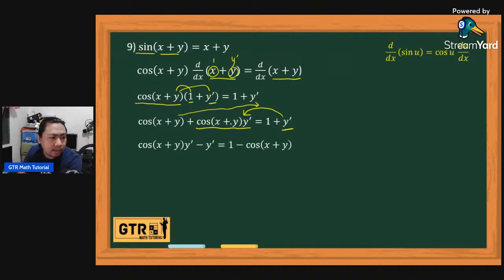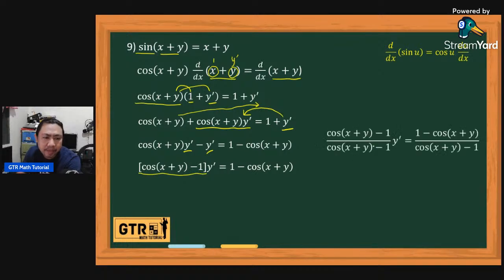So we have cosine of x plus y times y prime, that is this term, and then minus y prime equals, just copy 1, and then cosine of x plus y transposed to the right side, so we have negative cosine of x plus y. Then factor out the common factor, which is y prime. So we have cosine of x plus y minus 1 times y prime equals 1 minus cosine of x plus y. Then divide both sides by this term so that we can isolate y prime. So we have cosine of x plus y minus 1 over cosine of x plus y minus 1.